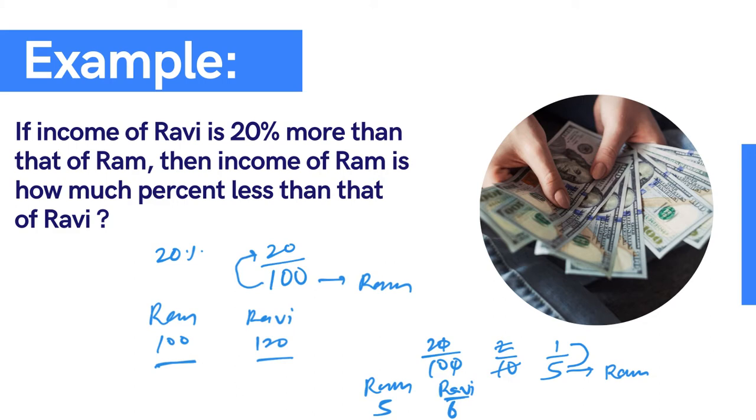Now you can calculate how much Ram's income is less than Ravi's. It is 1 less. The comparison is now on Ravi, because the question asks how much percentage less than that of Ravi. So 1 by 6 into 100, which is equal to 16 2 by 3, or 16.66%.